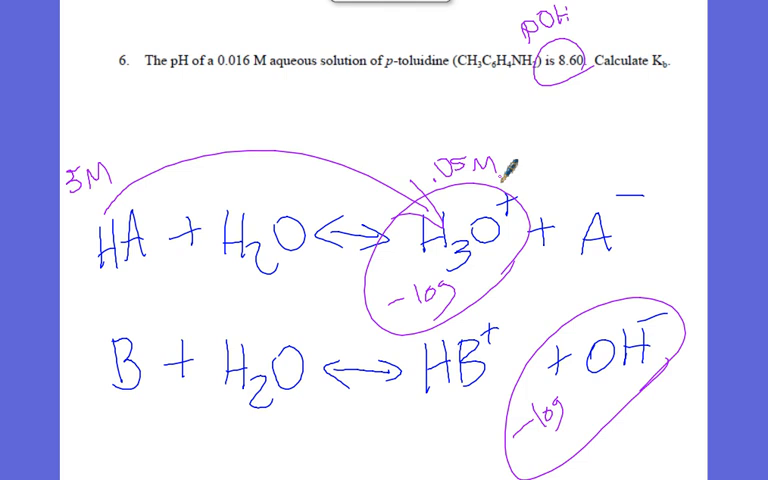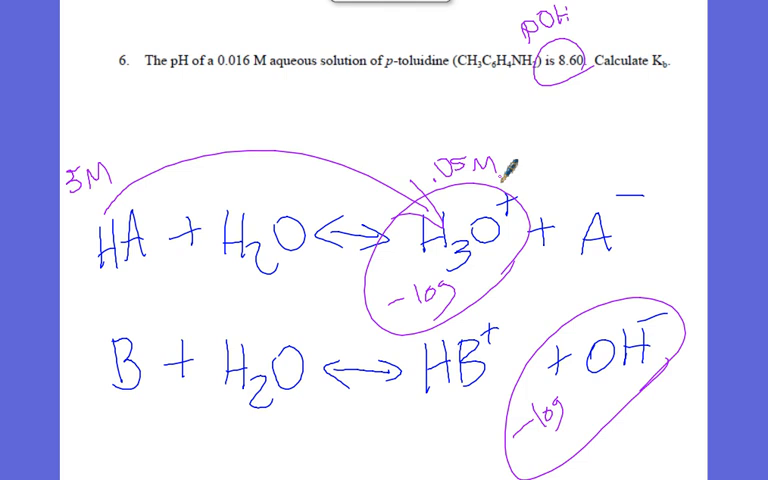You have to be given some information to figure it out. We were using ICE tables to figure it out a lot, weren't we? You don't have to use an ICE table because generally it's minus x on the left side, and both of these are plus x on the product side. So you end up with x squared over your initial value minus x, and typically x is so small it's just the initial value.